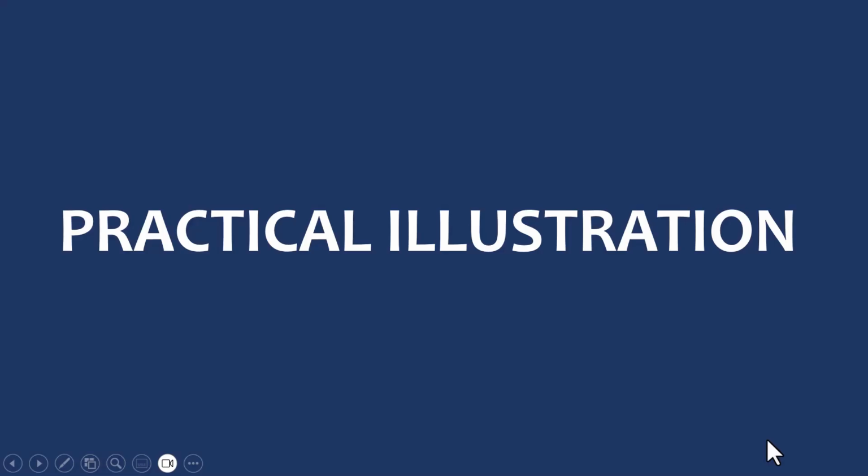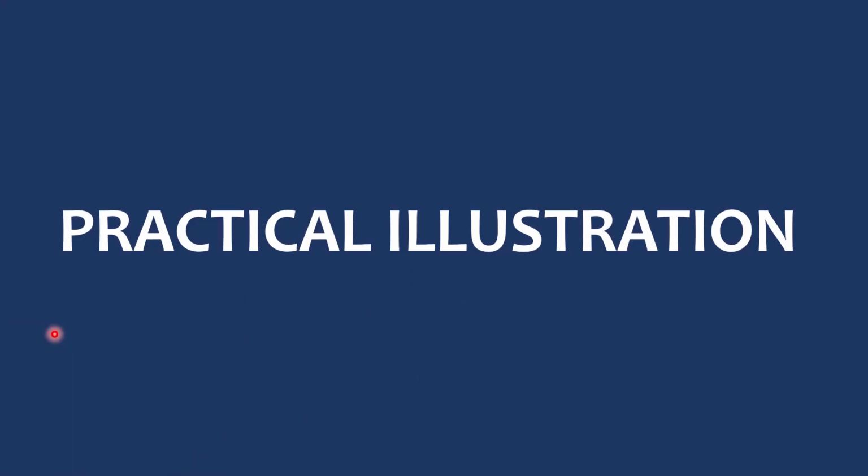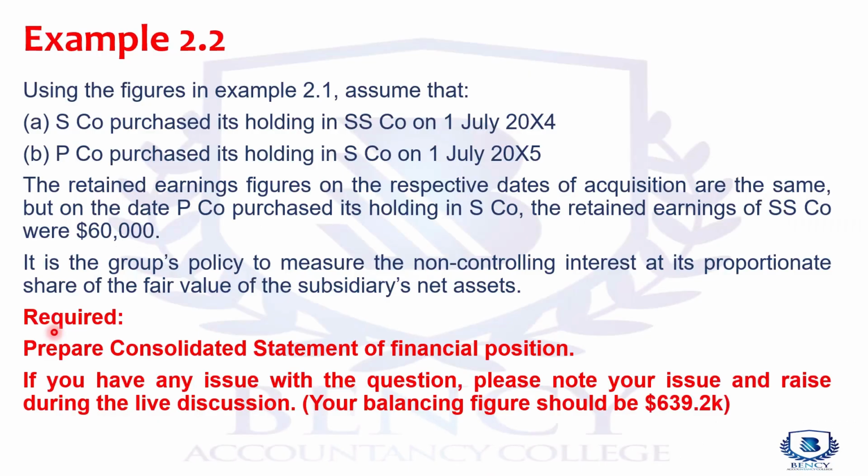We are going to continue with illustration 2 on complex consolidation. Illustration 2 is just going to be a self-assessment because it's the same figures in example 1 that we looked at in our previous video. But here we are going to assume the following: the figures in example 1 are the same, right?